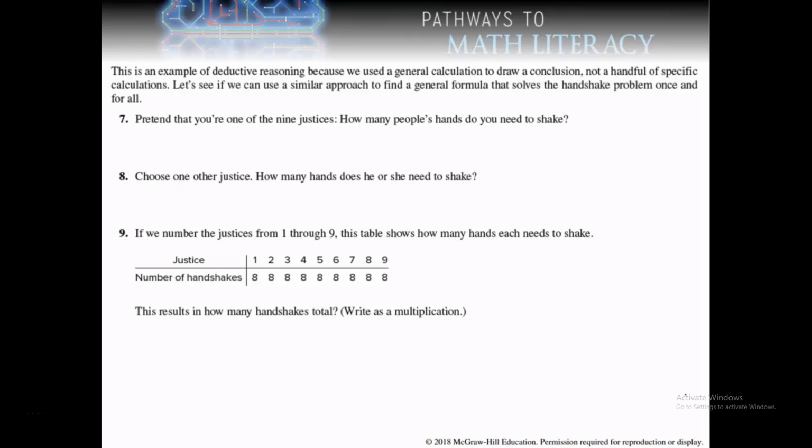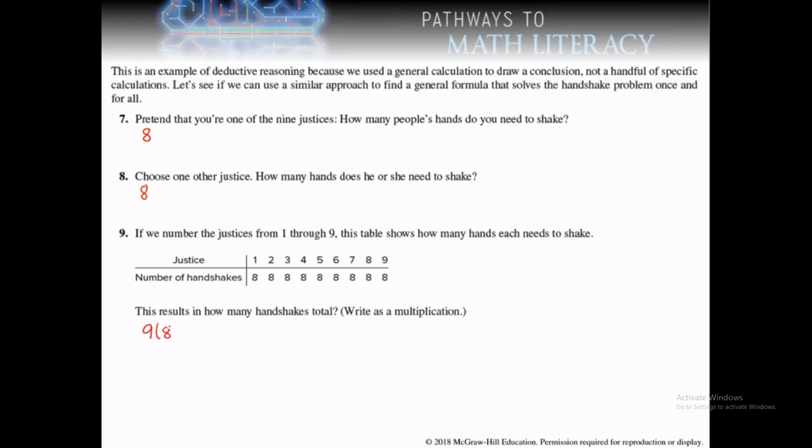In 8, choose one other justice. How many hands does he or she need to shake? Well, that person is also shaking 8 different people's hands. And so in 9, if we think about this, if there are 9 people in the room, every single one of those 9 people is shaking 8 other people's hands. So how many handshakes is that total? Well, 9 people, each shaking 8 people's hands, so that's 9 times 8, which is 72 handshakes.